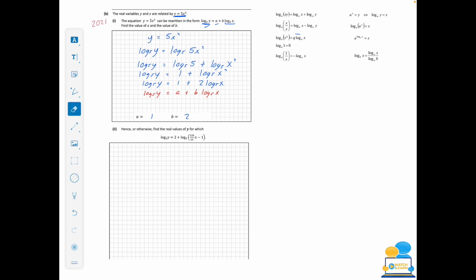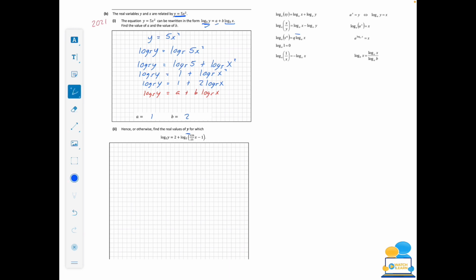Moving on to part 2 then. It says "hence or otherwise". The second question says that, so I'm immediately thinking that I'm going to want to make a link to the previous part. Find the real values of y. So that's going to be important. I'm going to put a little mark there to show we're looking for y. So our last answer should be y is equal to a number.